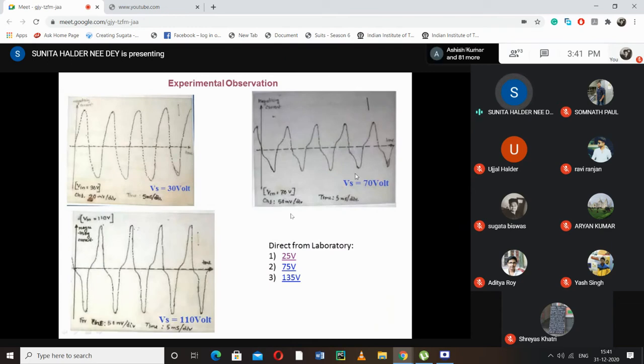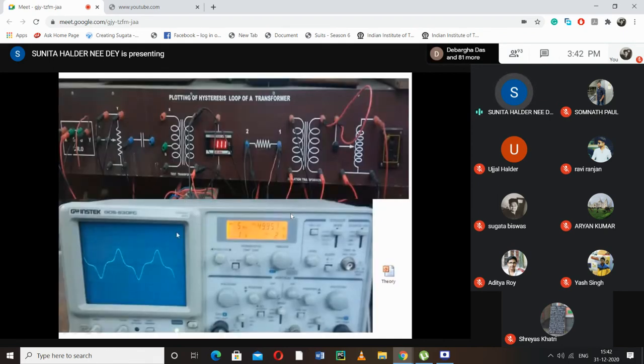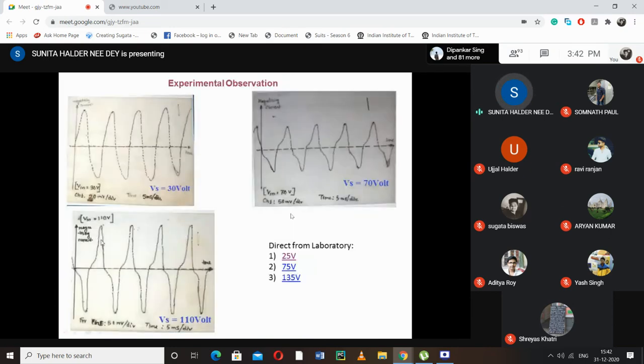This is some experimental observation I have copied from some old reports. This is for Vs equal to 30 volt, this is Vs equal to 70 volt, and this is Vs equal to 110 volt. If you do it in the laboratory, you put a tracing paper over the oscilloscope screen, point out the zero crossing, and trace that. That is what these students had done. So in this way, we do this experiment in the lab.